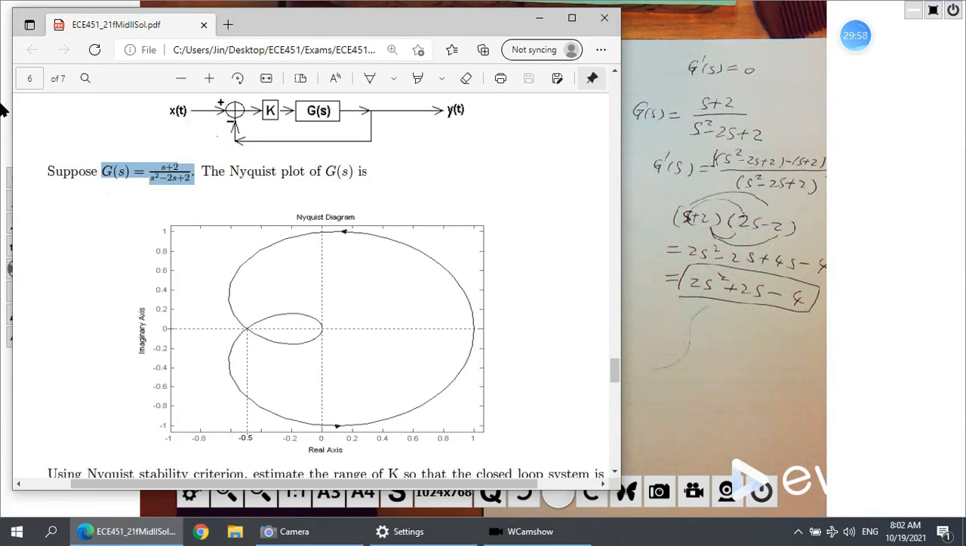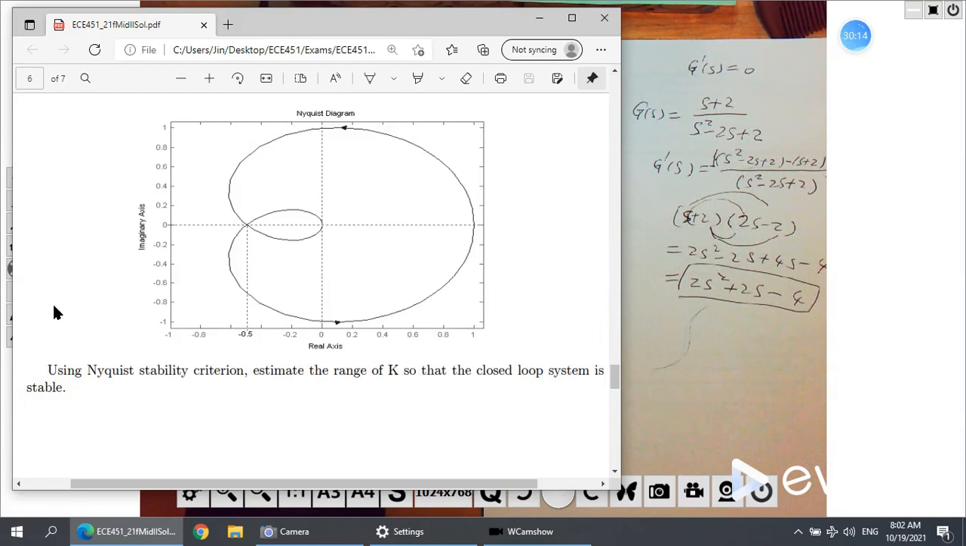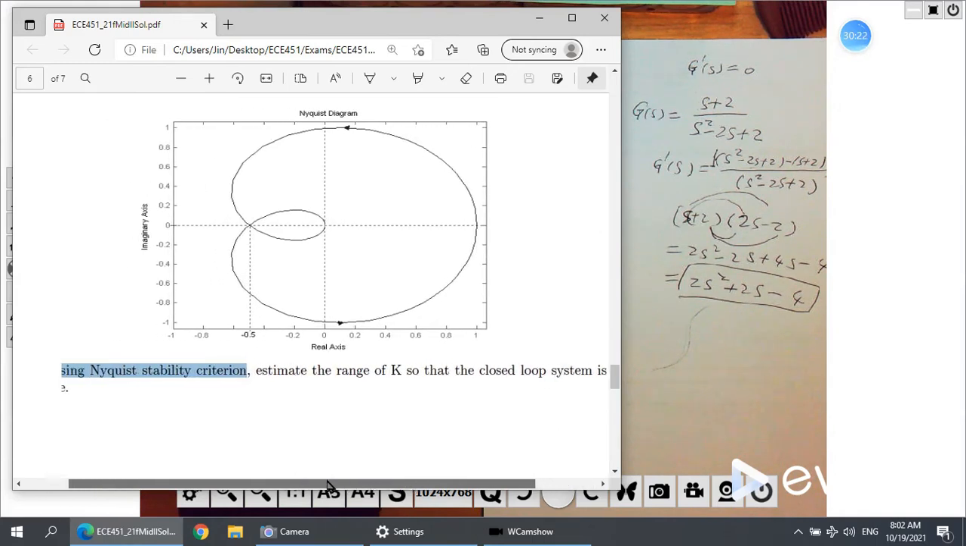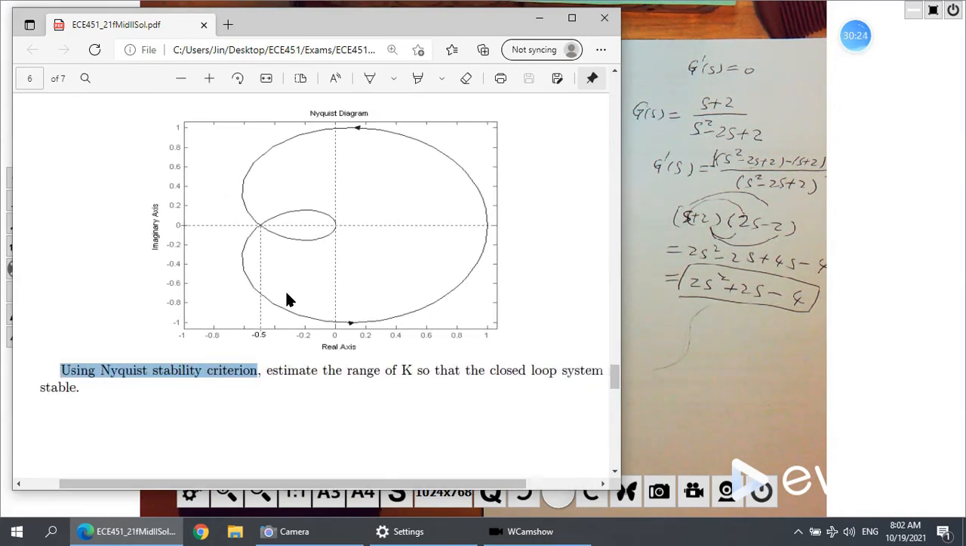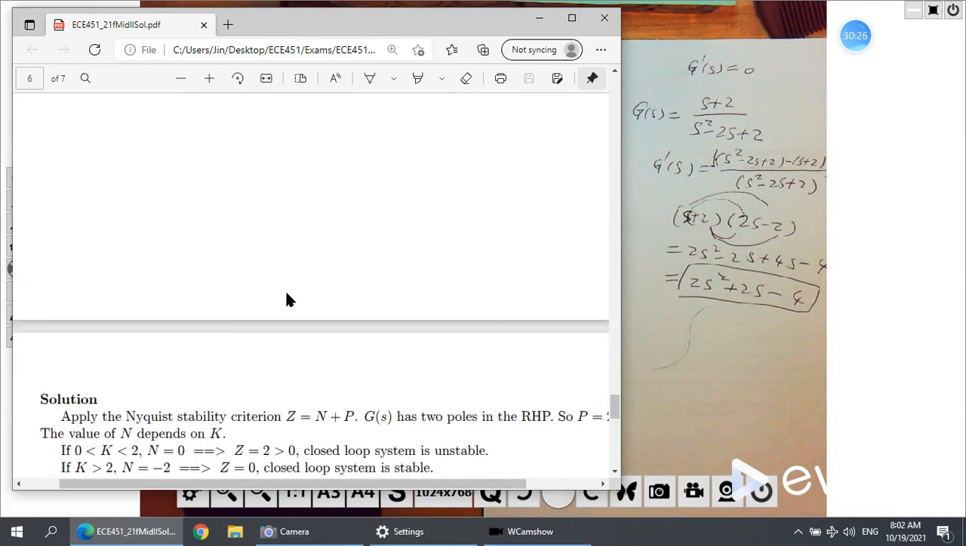Actually, I use the same G as in the third problem, right? But here you will work on different problems. So even though they are the same G, they are not related, you can think. And this is a Nyquist plot, and using the Nyquist stability criterion, estimate the range of K so that the closed loop is stable. Okay, the solution I put in.